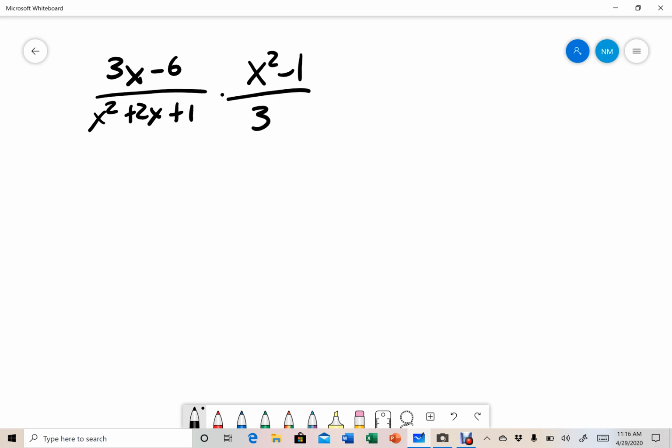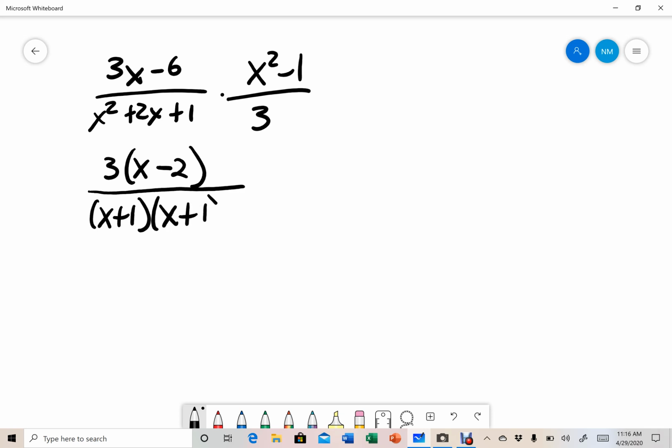Okay, now let's look at another one. Here we've got 3x minus 6 over x squared plus 2x plus 1 times x squared minus 1 over 3. Okay, now my first step is always to factor. So I look at my first term here, and I can factor 3 out. Okay, so I'm going to say 3 times x minus 2. Okay, then I look at my denominator there. That can be factored into x plus 1 times x plus 1.